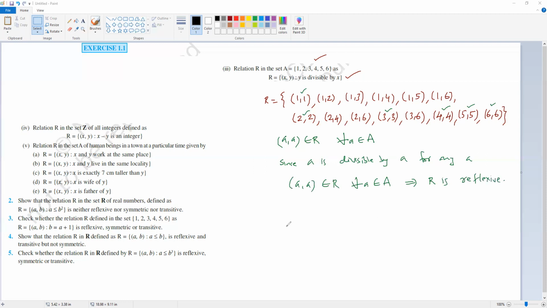Now, is it symmetric? See, (1, 2) belongs to R, but (2, 1) does not belong to R. So it is not symmetric, isn't it? Clear? Then, is it transitive?